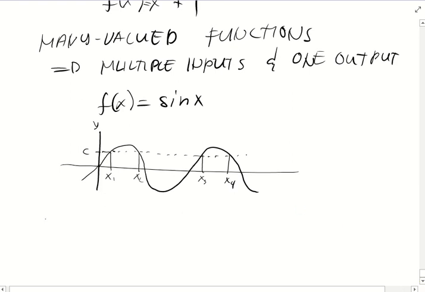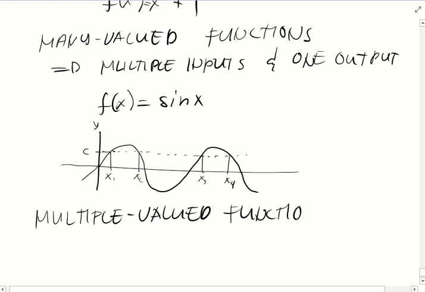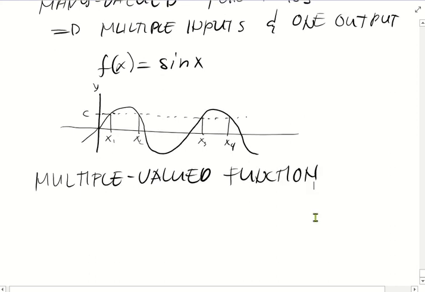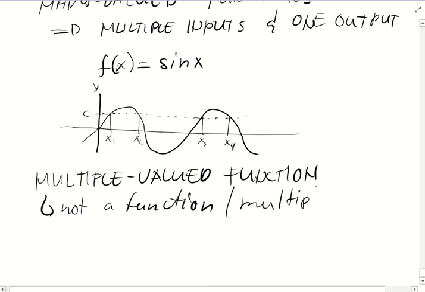We call that one the multiple valued function. A multiple valued function is not considered a function. This is not a function. Not a function. But this is what we call the expression that has multiple output. So if you have multiple output, that is called the multiple valued function.